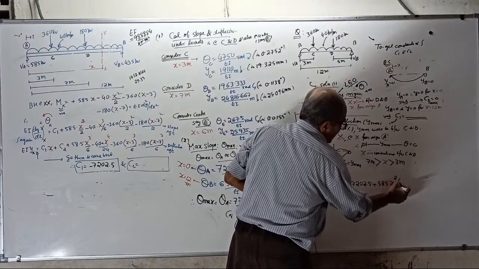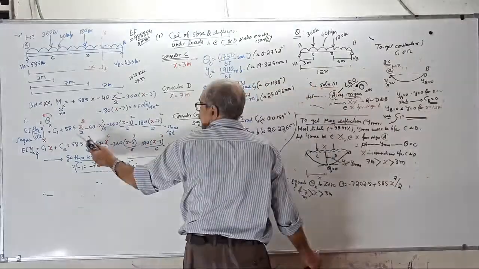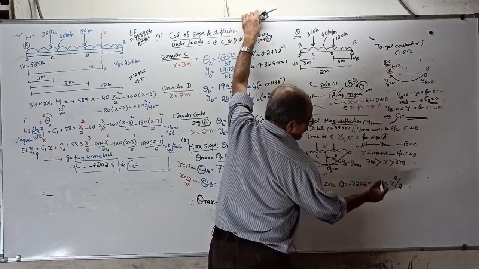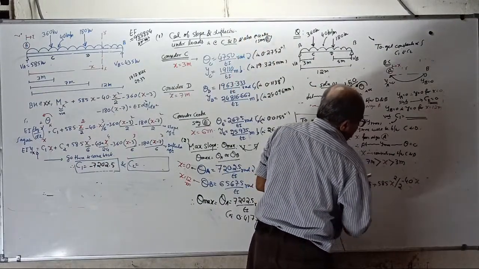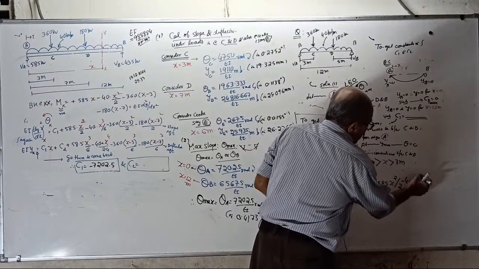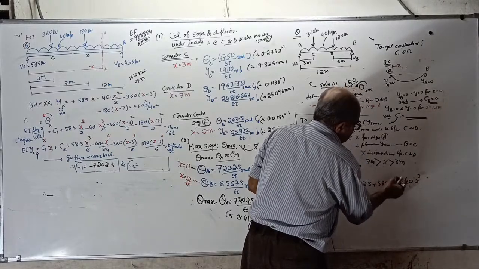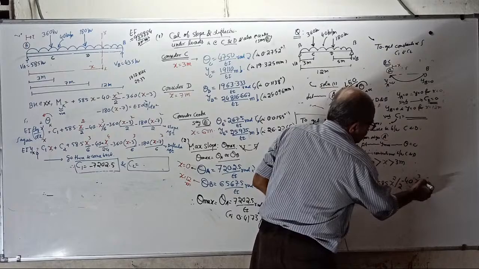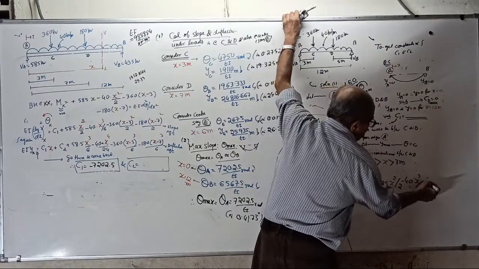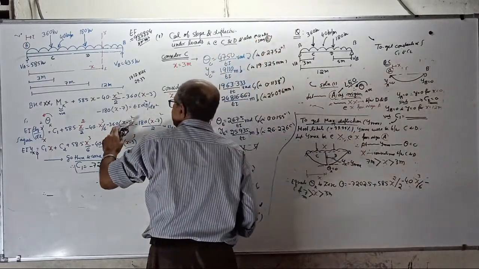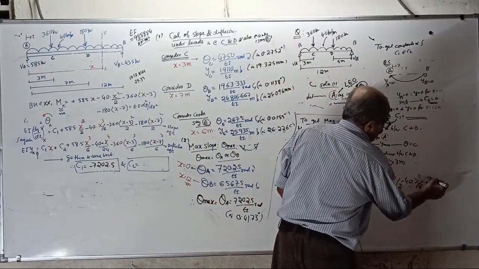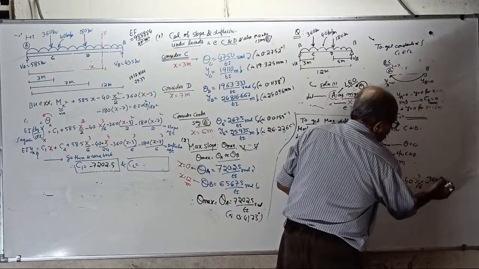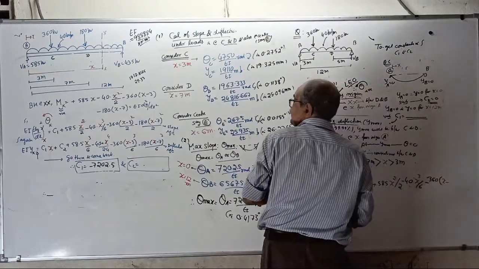It is there. x square by 2 minus 40 into x cube by 6. Remember, this is a cubic equation. See, here x square, there x cube by 6. Again minus 360 into x minus 3.